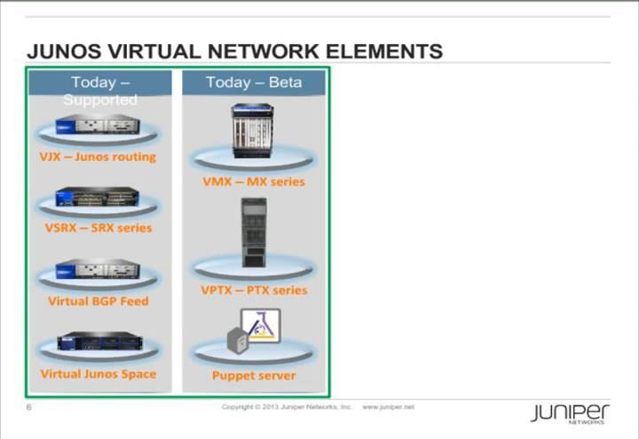VJX, BGP feed, VSRX, obviously, and Junospace as well. In terms of the beta devices that we have in Junosphere today, we've got three, and probably the foremost of those is the virtual MX. That's Juniper's kind of golden platform. That's the most successful and most important device, I would argue personally, that we have as Juniper as a company, and that's our kind of fancy edge routing box. So we have a virtual version of that. It's beta, so there's more work to be done there. It's in early stages, but it's already in good shape, and customers are using it today.